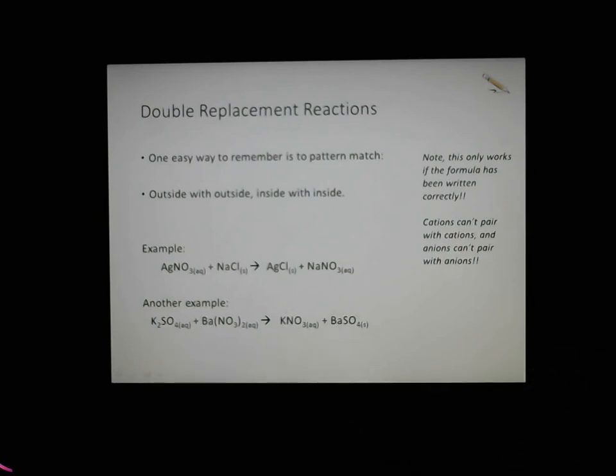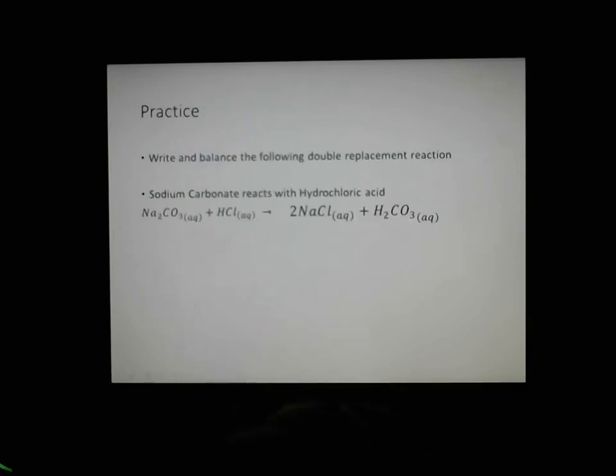Okay? But you've got to be careful with this. If you write your formula incorrectly, you won't have the right pairing. You have to have it written with the metals first and the non-metal part second, so that you can just pattern match it.